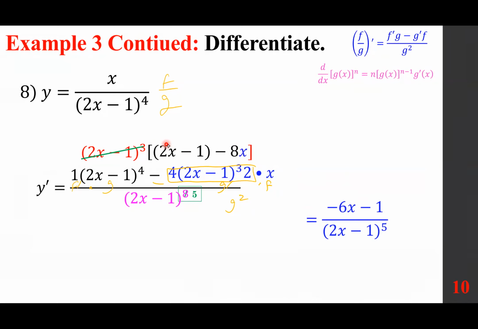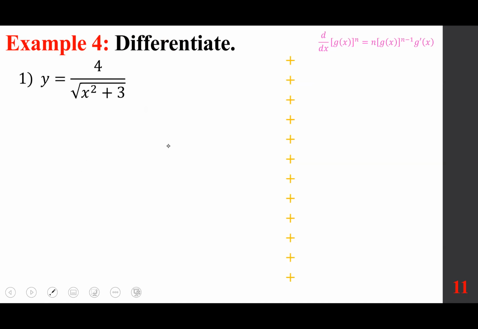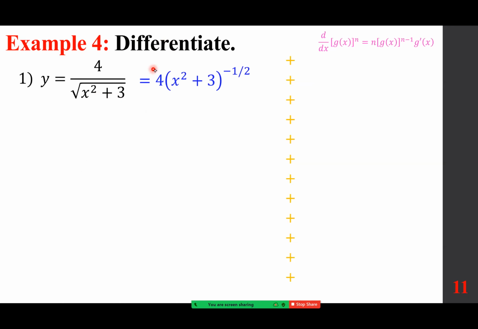All right. You want to differentiate this, which means we're going to change this to x squared plus 3 to the power of positive 1/2. You bring it up and it becomes negative 1/2. The reason we do that, because the numerator is a number, we don't have to do the quotient rule. So we can use the extended power rule step by step.